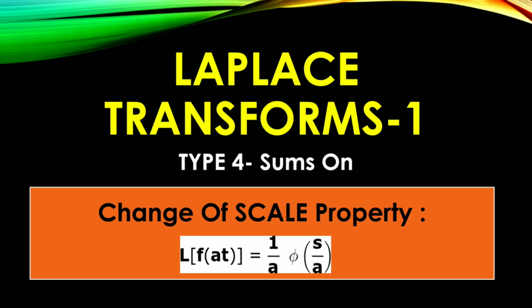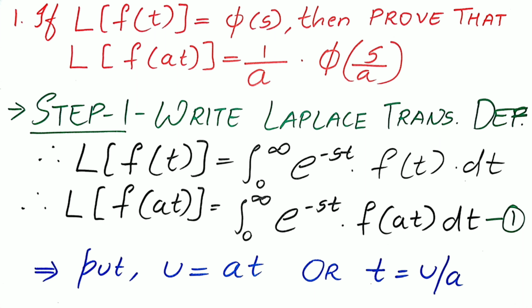Today we'll be seeing type 4 category sums, that is sums on the change of scale property. This is a major concept in Laplace transforms 1. You should know how to change the scale. Till now we had seen sums wherein we had to find the Laplace of a plain function f of t. But what if your function f of t is associated with a constant called a? That is the time when we need the change of scale property. This is the property: L of f of at is equal to 1 upon a into phi of s upon a. Now let us solve a few sums on it.